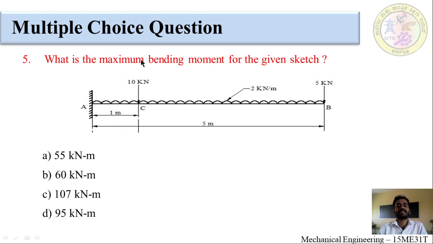So, the fifth question: what is the maximum bending moment for the given sketch? You have to calculate the bending moment at each point, identify the point where there is a maximum bending moment, find the maximum bending moment value and mark the correct answer.